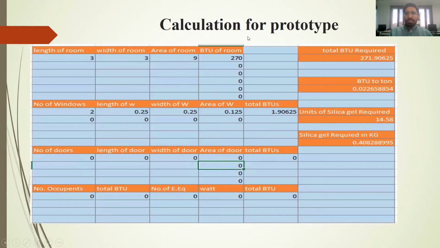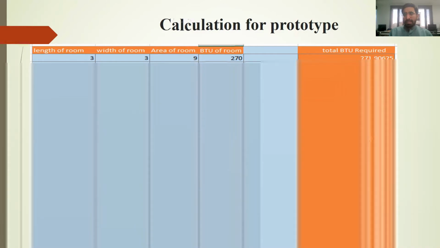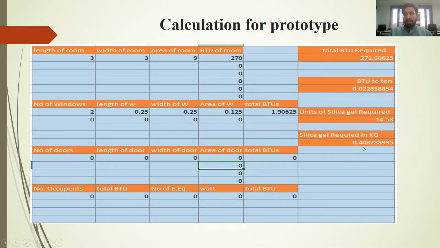This is the calculation for the prototype. We made a prototype, and its length is 3, its width is 3, and the total area is 9. So the total BTU required is 2771, and when we convert BTU into tons, 0.02 ton is required, and the units of silica gel required is about 15, and the silica gel in kilograms is 0.4. It means that half a kg is required to cool this prototype.